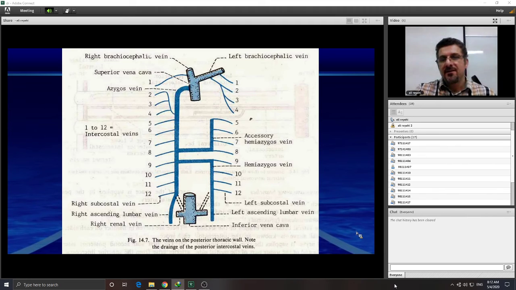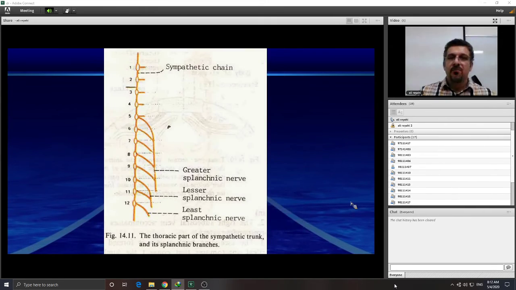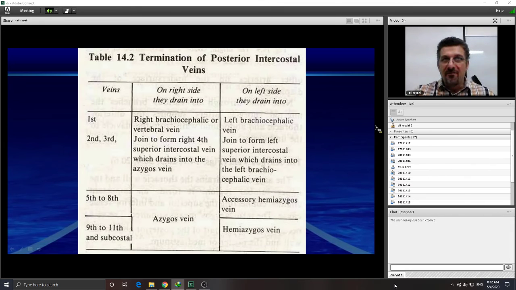If you consider a mirror here, the hemiazygous is the mirror image of the lower part of the azygous vein, and the accessory hemiazygous vein is roughly the mirror image of the superior part of the azygous vein. Okay, and this table you can see in brief, and all events take place in the right side and the left side.